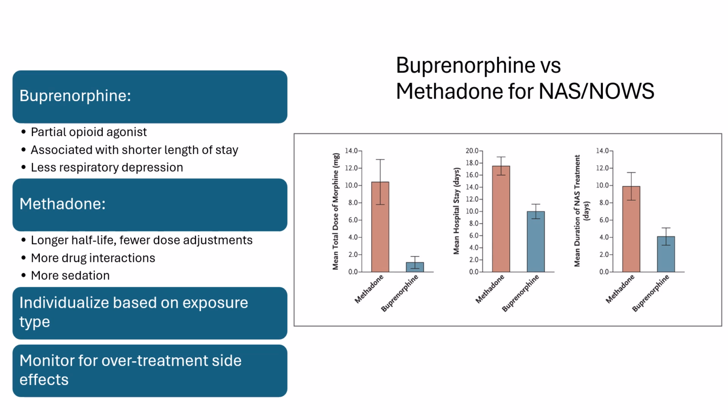Treatment choice should be individualized based on the type of exposure, opioid versus polysubstance, and infant factors. More research is needed on long-term outcomes. Always monitor for overtreatment side effects like excessive sedation or respiratory depression. The goal is symptom control, not complete elimination of all withdrawal behaviors.